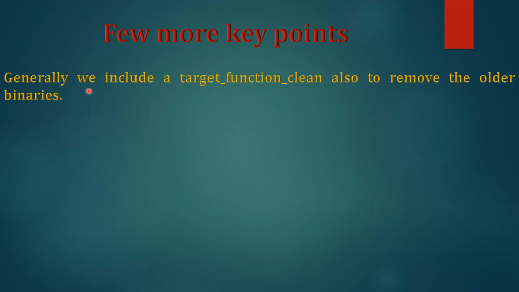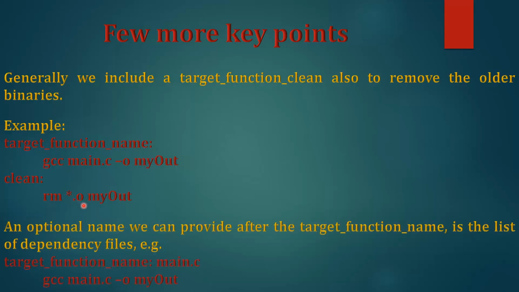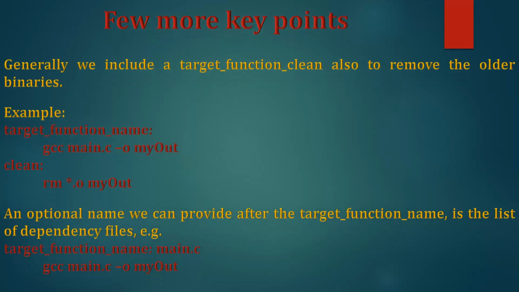Now, a few more key points related to makefiles. Generally, we also include a target function clean to remove the older binaries, like this. Example: target function name, gcc main.c, then dash o my out. Here, my output is generated, but the clean function is also included. Clean says rm star dot o my out. And an optional item we can provide after the target function name is the list of dependency files. For example, target function name, colon, main.c, and then the command that we want to execute.